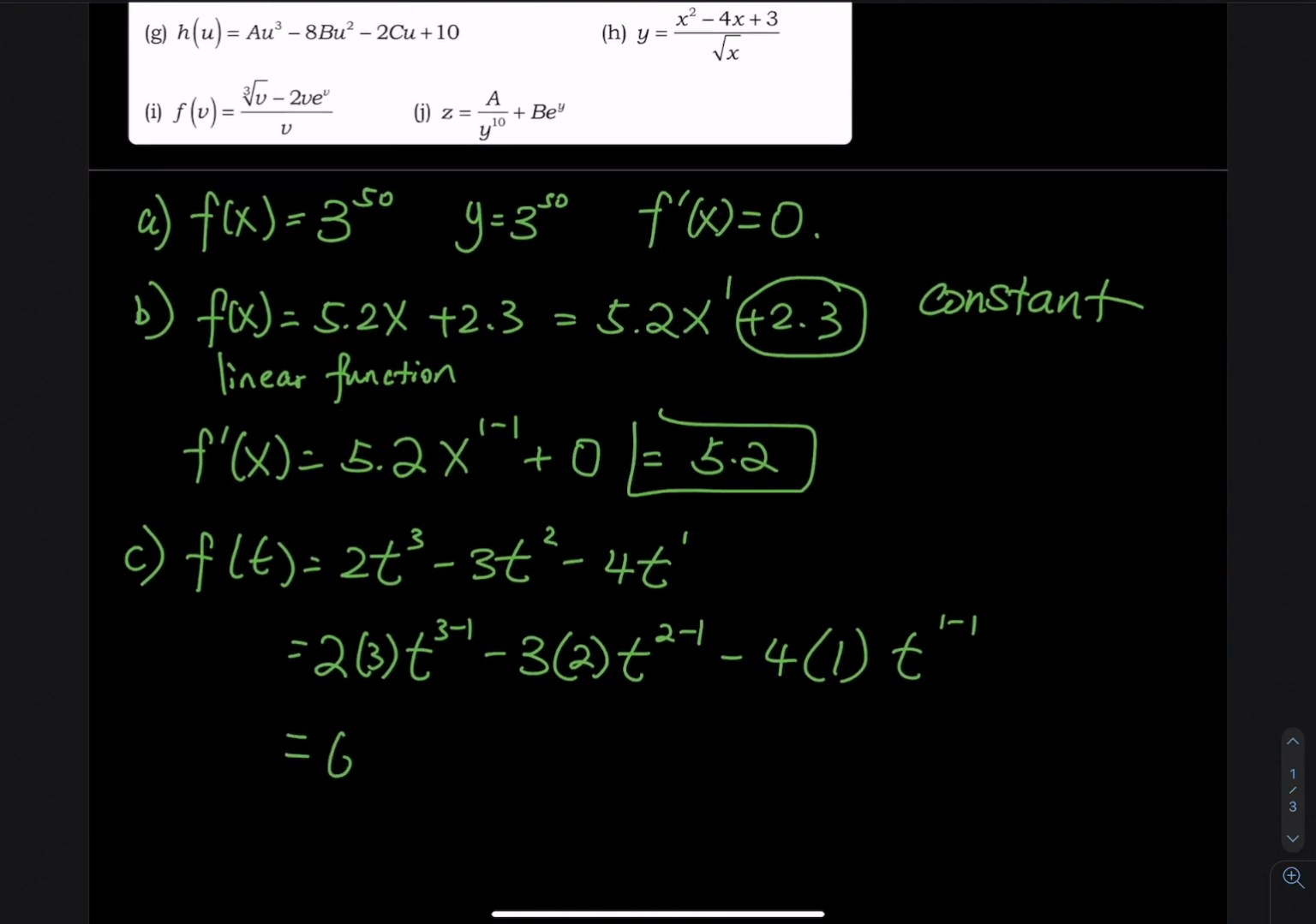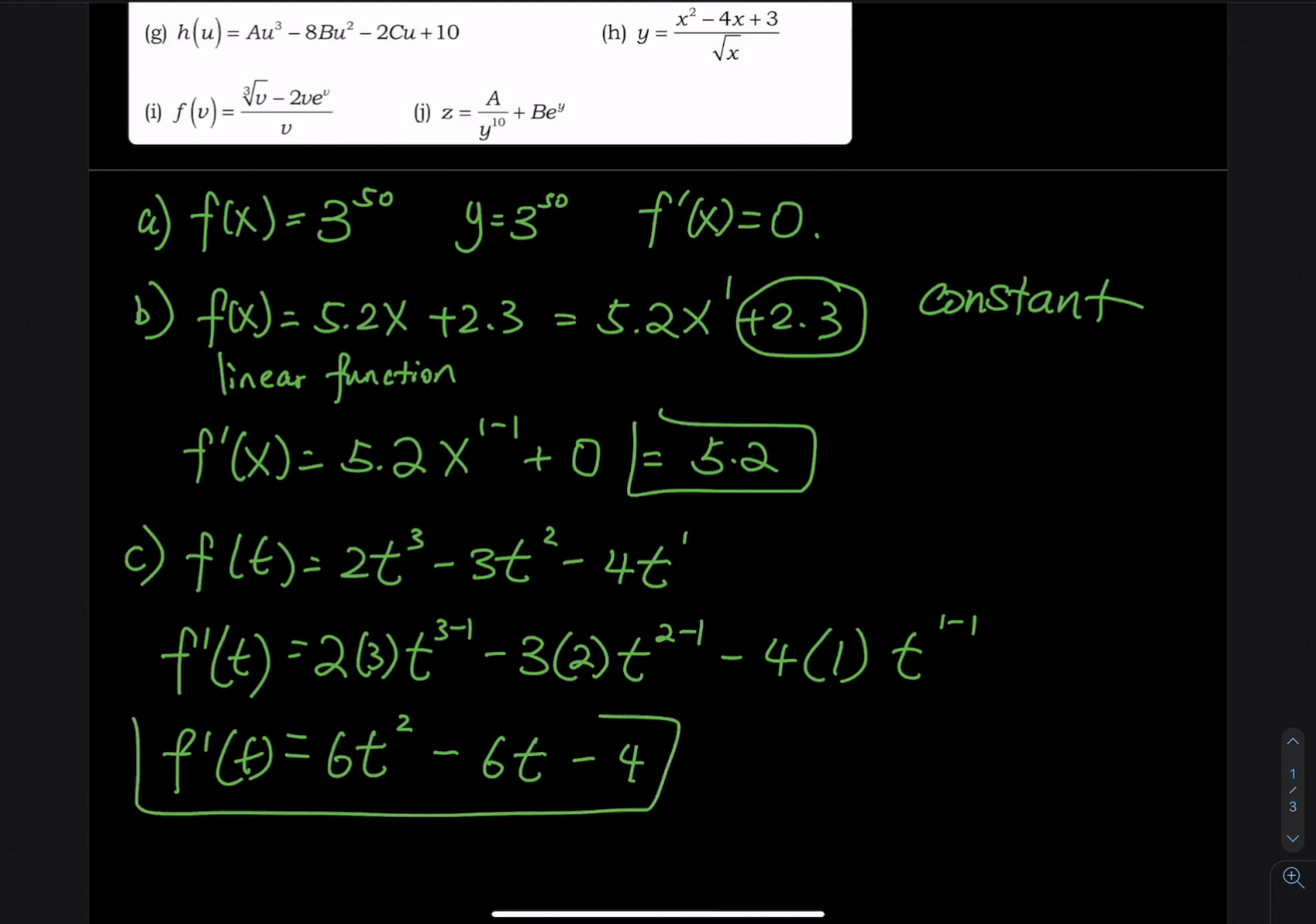So you have a 6t squared minus 6t, and then minus 4. So that is your f prime. Oh, I forgot to write the f prime. So this is your f prime, and then I want you to box your final answer. That's how easy it is.